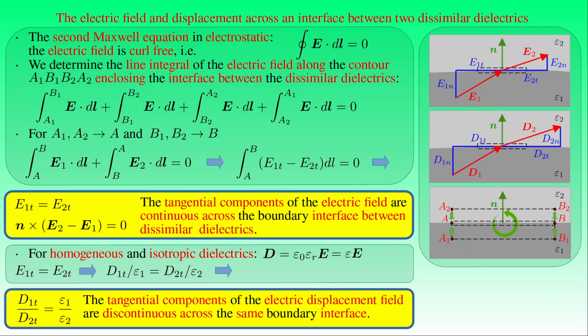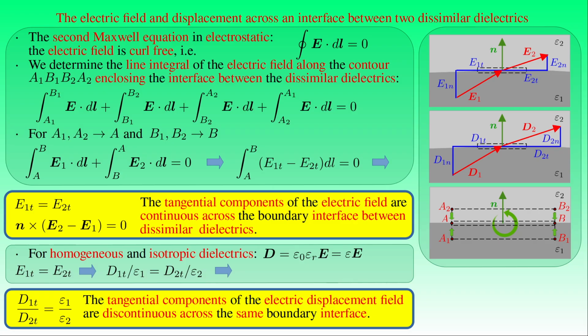This result gives another matching condition across the boundary stating that the tangential components of the displacement field are discontinuous across the boundary interface between two dissimilar dielectric materials. Here the ratio between the dielectric constants of the two dissimilar dielectrics is the measure of this discontinuity or jump in the displacement field across the interface.